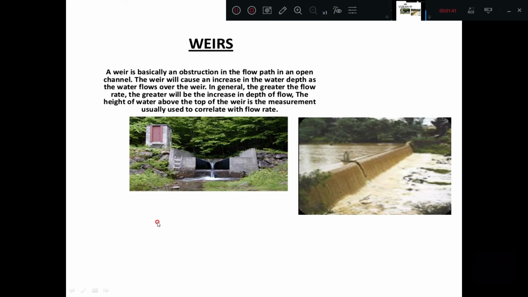And the picture I am showing here depicts the weir. It is an obstruction across the flow, running along the width of the channel or river. The top portion of the weir is called the crest, and the water flowing over the crest, in the form of a sheet, is called the nappe. That you all know.